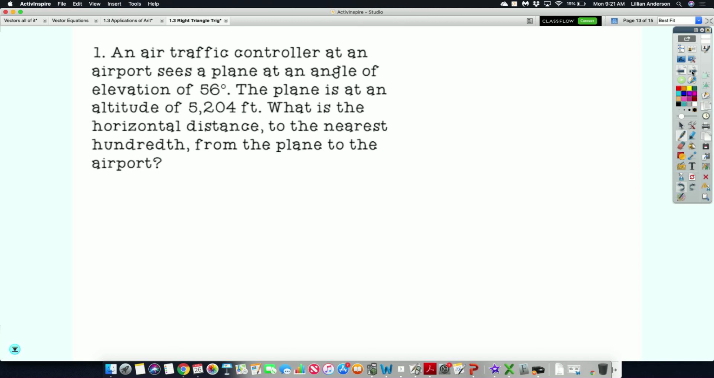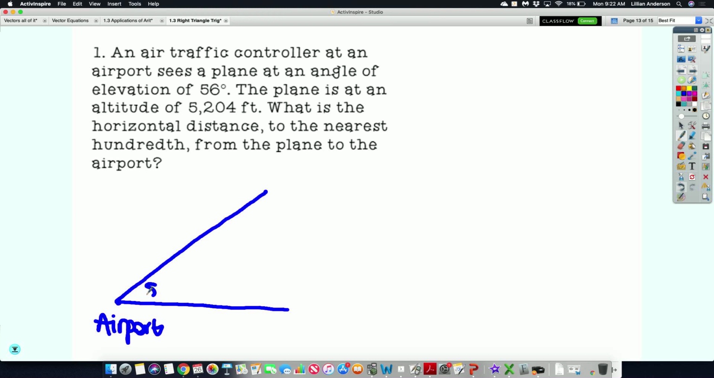Okay? So, an air traffic controller at an airport sees a plane at an angle of elevation of 56 degrees. The plane is at an altitude of 5,204 feet. What is the horizontal distance to the nearest hundredth from the plane to the airport? So, you read it once, you read it again. An air traffic controller is at an airport. Okay? So I need a point to represent the airport. It sees a plane at an angle of elevation of 56. So remember, angles of elevation always need to come from some horizontal line and then the line of sight looking up. So then that here would be 56 degrees.